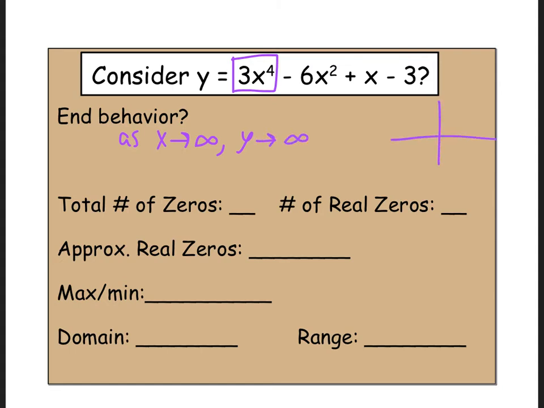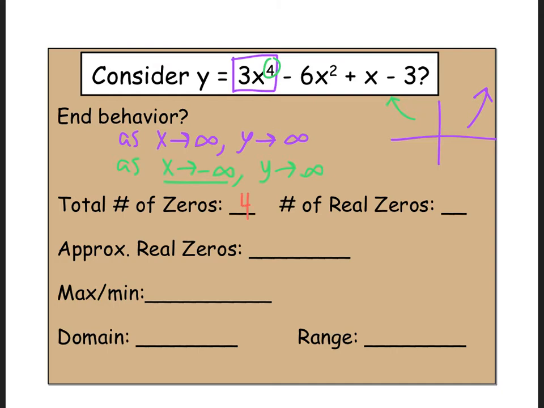Again, on the graph I know the right end is going up. And since the degree is an even number, the left end is going to be doing the same as the right end. Any even degree function has the same end behavior. So on the left side of the graph, as x goes to negative infinity, the y value is also going up.